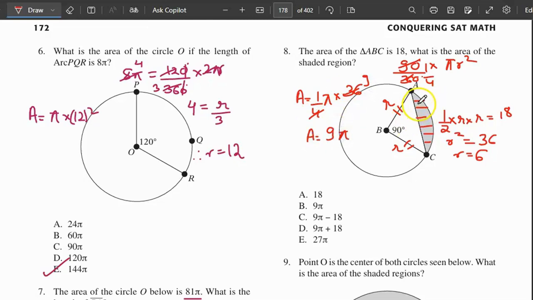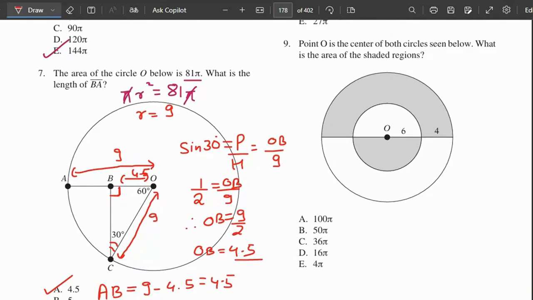Now area of the shaded portion is basically area of this whole thing minus area of this triangle. So 9 pi minus area of this triangle, that is 18. So 9 pi minus 18. This is the answer.